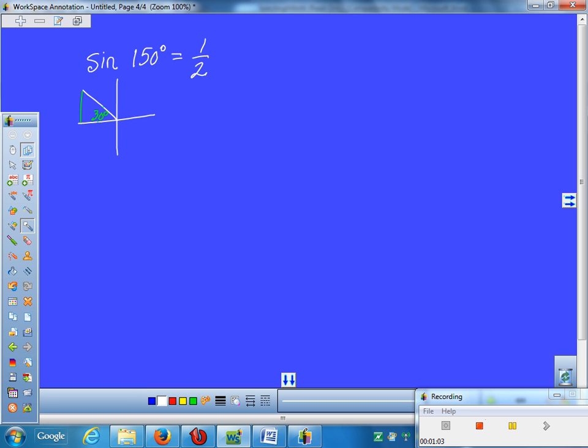Okay, suppose I said, ooh, let's get tricky. Suppose I said, let's find a secant of something. I want to do secant of 315. Okay, so where is 315? It is in the fourth quadrant.